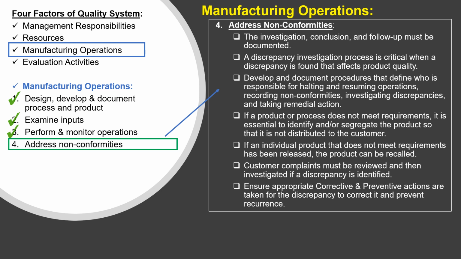Develop and document procedures that define who is responsible for halting and resuming operations, recording non-conformities, investigating the discrepancies, and taking remedial action. If a product or process does not meet the requirement, it is essential to identify or segregate the product so that it is not distributed to the customer. If an individual product that does not meet the requirement has been released, it should be recalled. Customer complaints should be reviewed and investigated. It should be ensured that appropriate corrective and preventive actions are implemented for identified root causes.